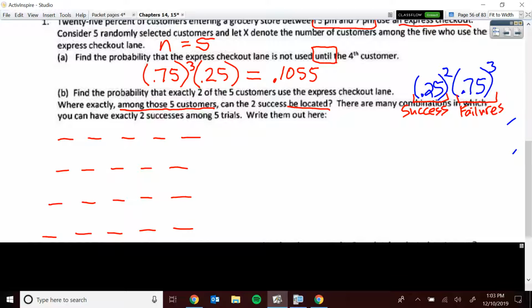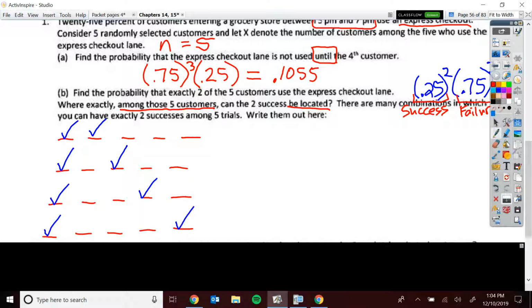All right, so amongst these five customers, where could my 2 express checkout lane customers be? They could be the first and second. What else? Well, I kind of go like first and second, first and third, and then what? First and fourth, and then first and fifth. Are there more combinations? Then figure it out. Go, draw some more. Figure out how many more combinations there are.